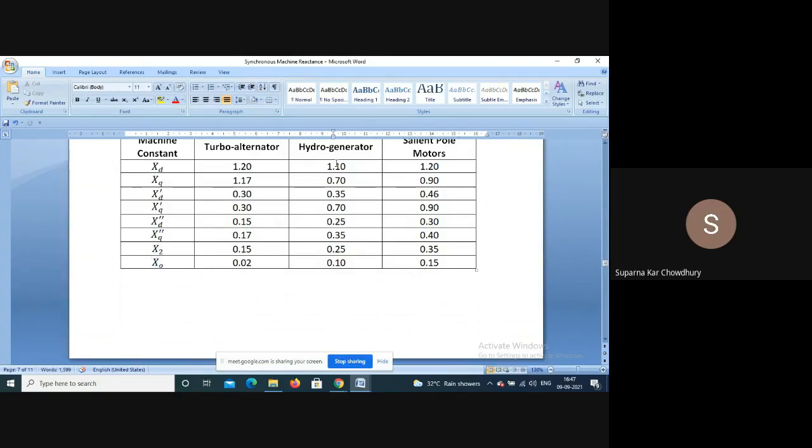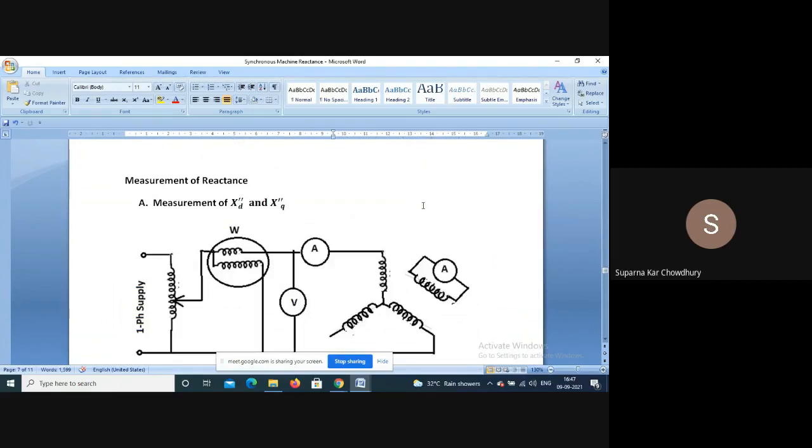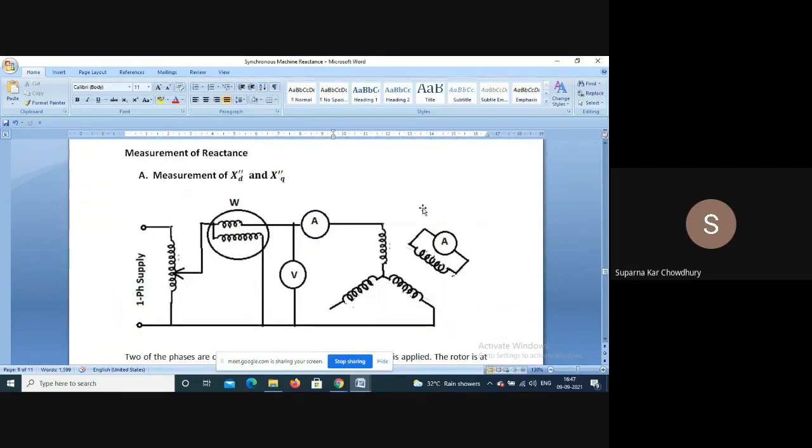For the hydrogenerator, which is a salient pole machine, Xd and Xq are widely different. Xd dashed and Xq dashed are also different. Then Xd double dashed and Xq double dashed are also different. This is for a salient pole generator, and this is for a salient pole motor. Motor and generator performance characteristics are slightly different, so the parameters are also different. This is a typical parameter set. These are per unit values, not absolute values.